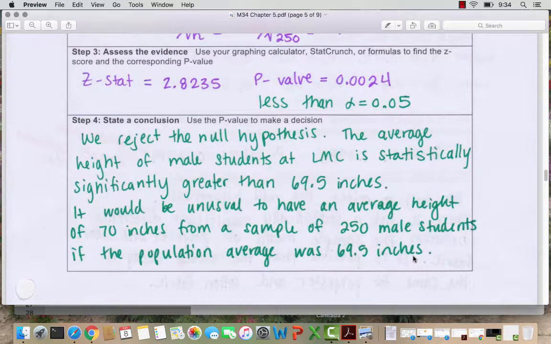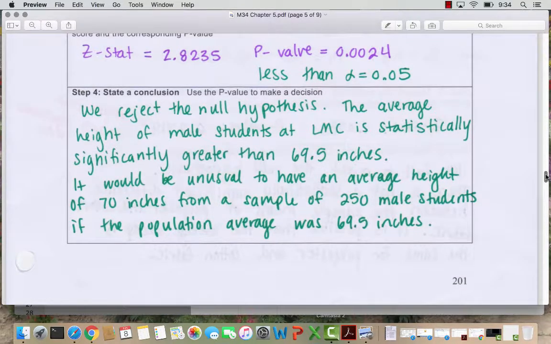Remember, if I don't state the significance level, we assume by default that we're working with alpha equals 0.05 or a 5% significance level. So our conclusion is that we reject the null hypothesis. The average height of male students at LMC is statistically significantly greater than 69.5 inches. It would be unusual to have an average height of 70 inches from a sample of 250 male students if the population average was 69.5 inches.